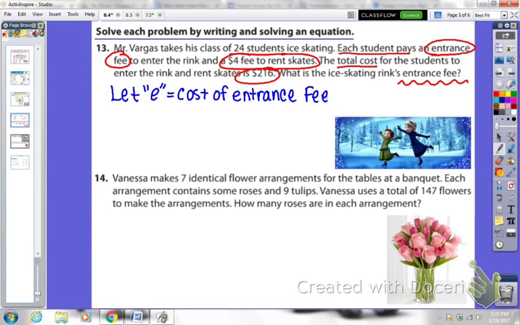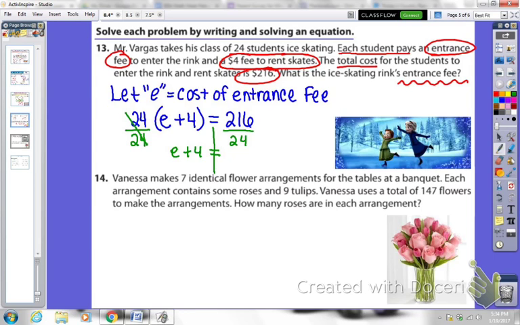All right, and I know that the students need to pay an entrance fee, which you don't know, and $4 for the skates. If I group that, I'm multiplying that by 24 students and setting it equal to 216. Now I'll show this one with method 1, which gives a one step. So divide by the front number, divide by 24. So this is just 1. You're left with E plus 4. 216 divided by 24 is 9. And then instead of adding 4, subtract 4. So that means the entrance fee is $5.